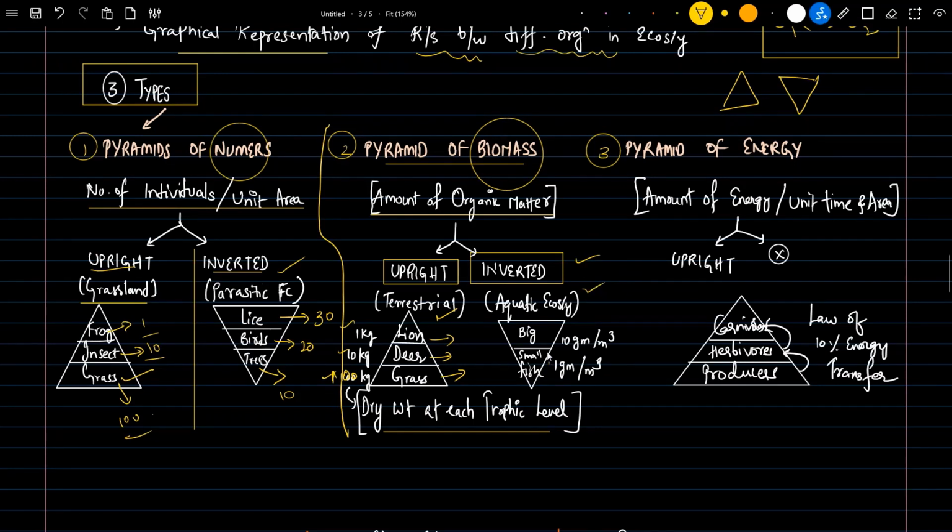Next, coming to inverted, let's take the example of an aquatic ecosystem. There will be small fish, medium fish, big fish. Of small fish there may be many. With the same example, if it were the pyramid of numbers, the triangle would be upright. But here we are talking about biomass. Even though there are many small fish, the total weight comprising them all is just 1 gram per cubic meter volume. And the big fish which feed on the small fish have more weight, about 10 grams per cubic meter volume.